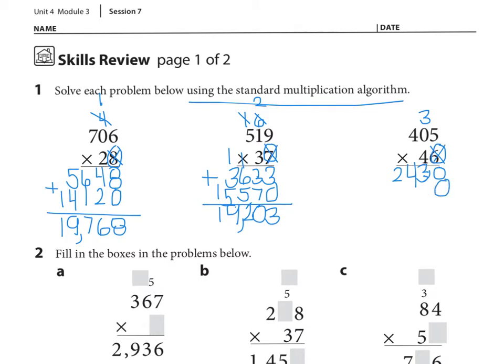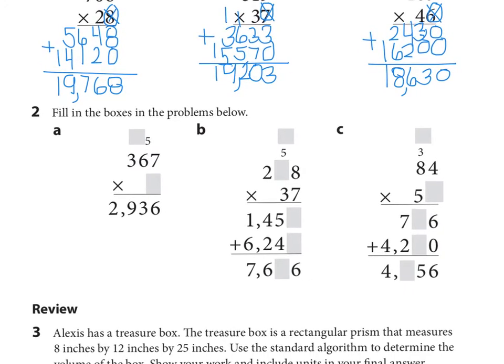4 times 5 is 20. 4 times 0 is 0, plus 2 is 2. 4 times 4 is 16. Add. Our answer is 18,630.